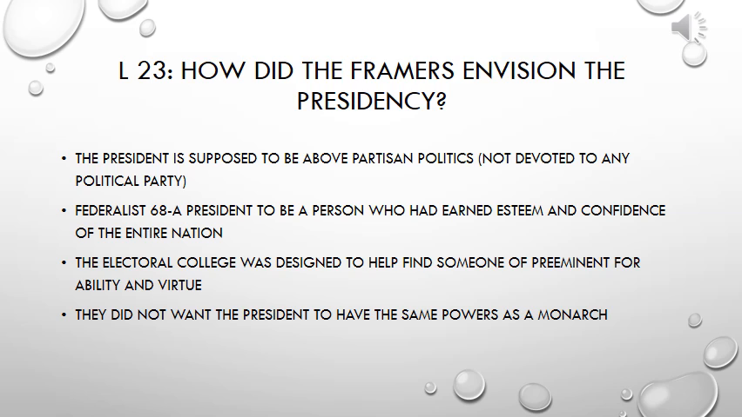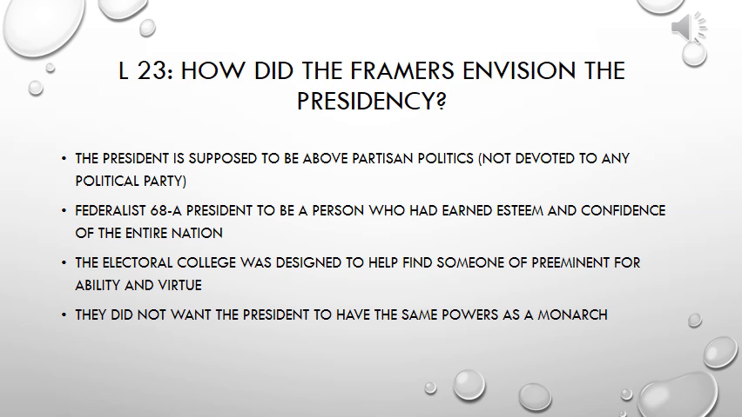So how did the framers envision the presidency? The president is supposed to be above partisan politics. The president was not to be in the muck of political bickering, and was not supposed to be devoted to any political party. That's all going to come out in the late 1790s after George Washington's presidency. George Washington is the only president really to be absent from a political party.